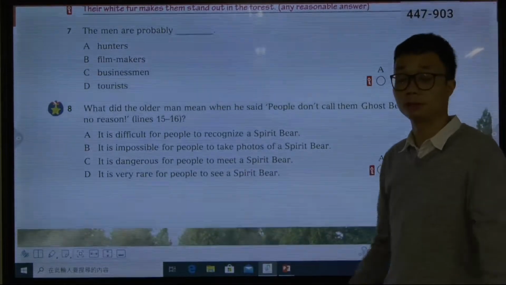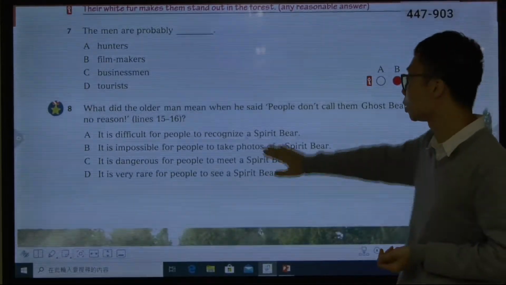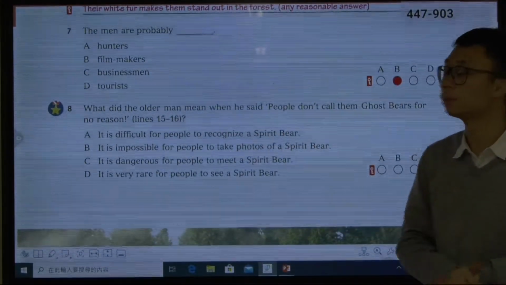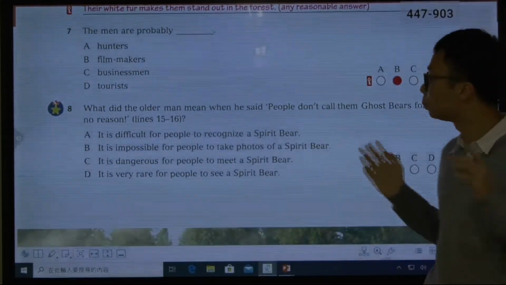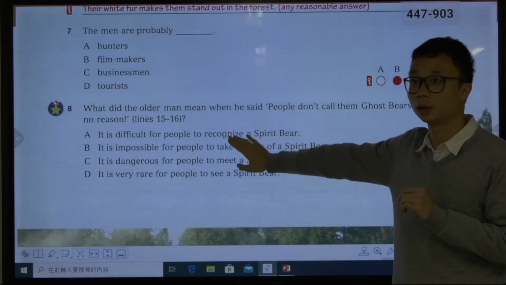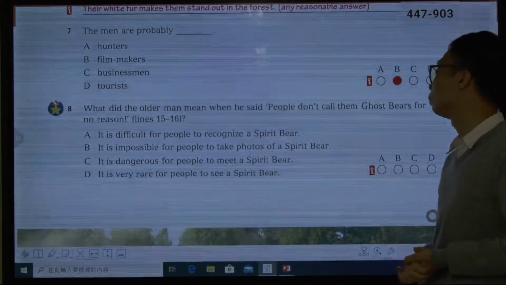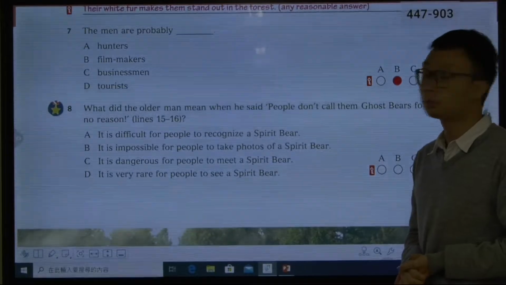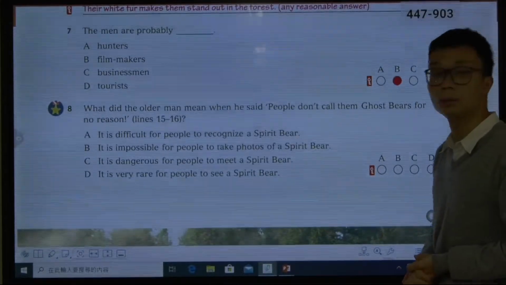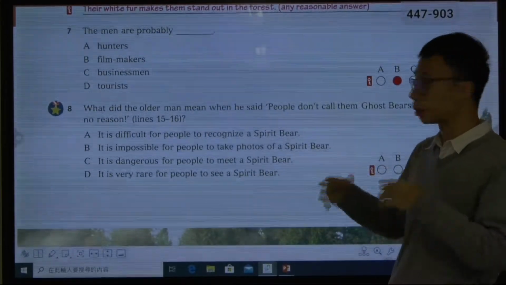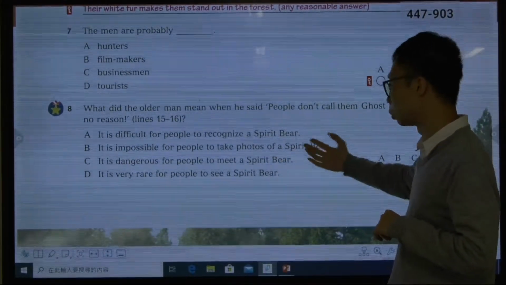I don't know if you have any encounter with ghosts, but do you think it's difficult for people to recognize a ghost? Just swap it in here and think of it for a moment. Probably not. Instead, people think of different shadows as ghosts. So I'm pretty sure this is not a characteristic of a ghost. Is it impossible for people to take fake photos of a ghost? Well, this is questionable. You always see a lot of pictures of some abnormal but 正常 pictures. So it's probably not impossible to take a picture of a ghost.